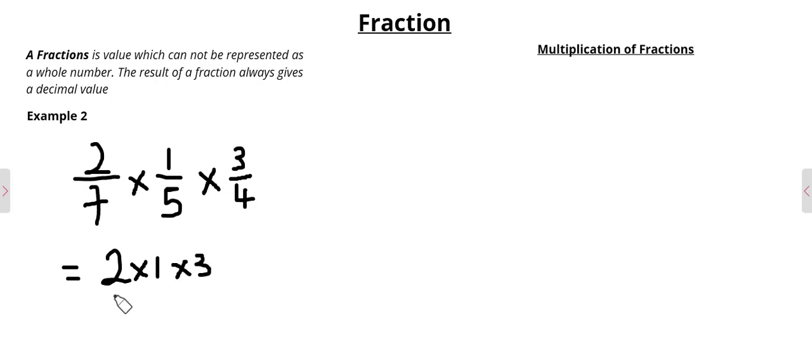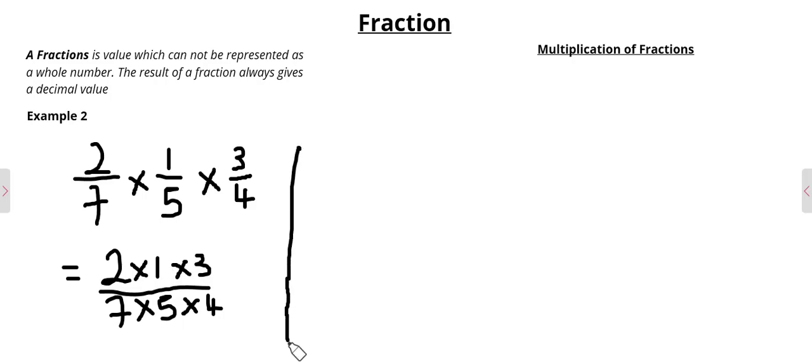That is what? The numerator, right? The new denominator we have is 7 times 5 times 4. This is going to give us a large number, but that shouldn't be a problem. So 2 times 1 is going to give us 2. Let me draw a line here. 2 times 1 is going to give us 2, and 2 times 3 is going to give us 6.